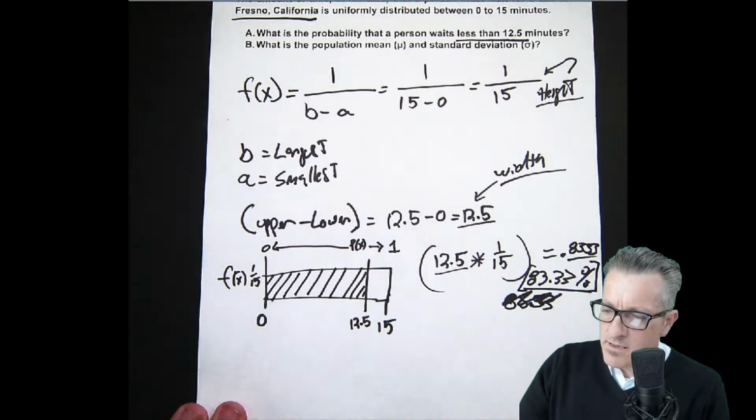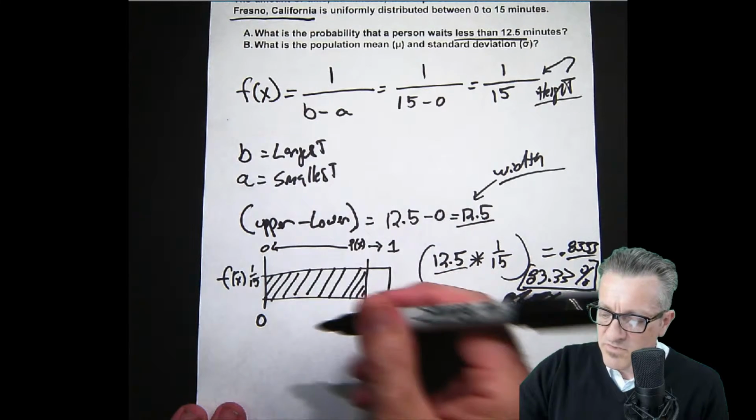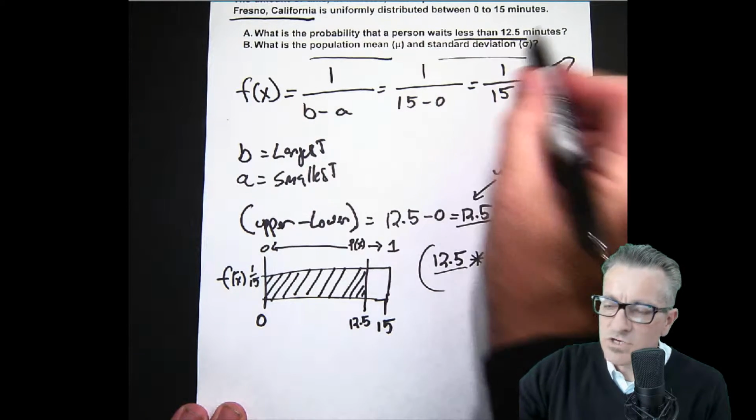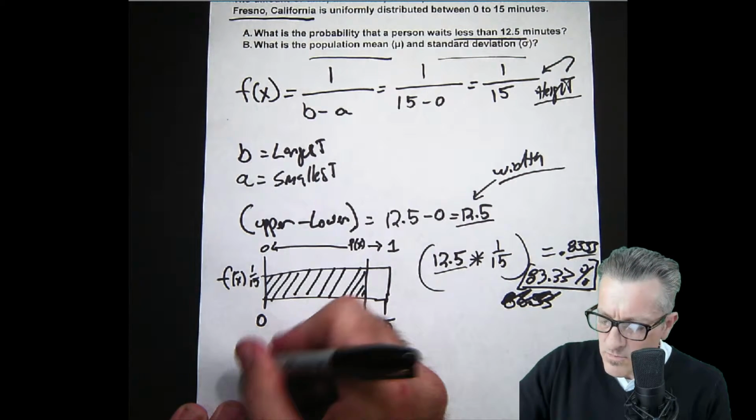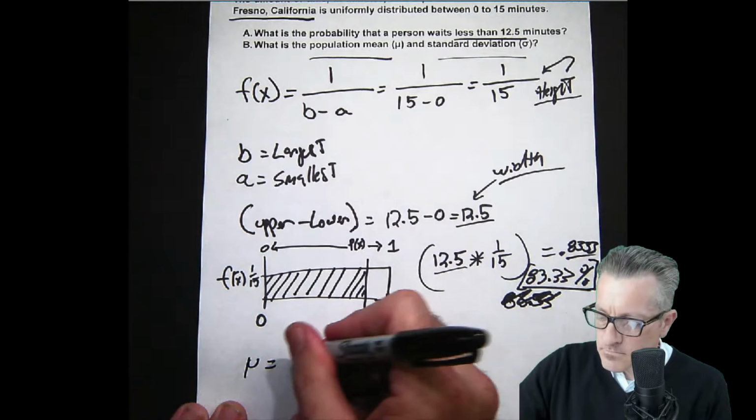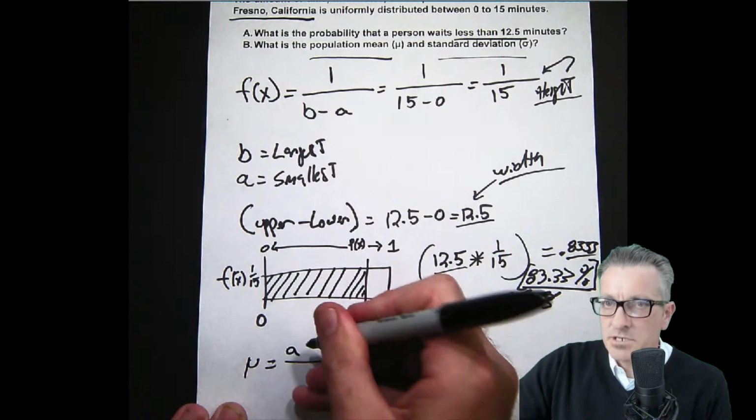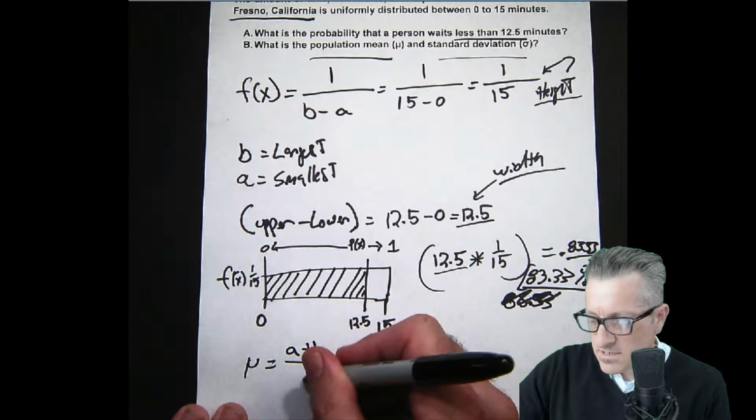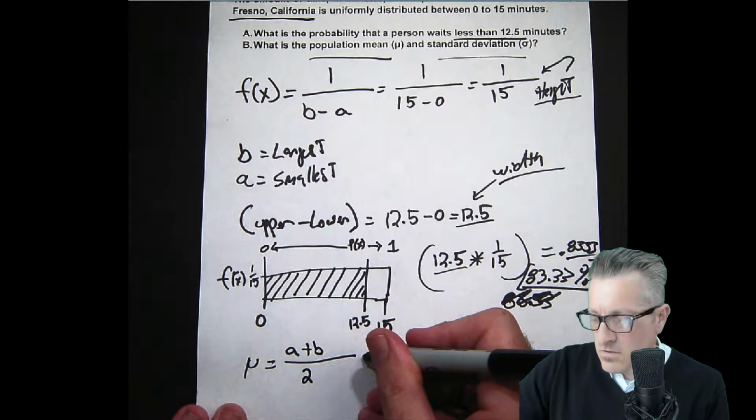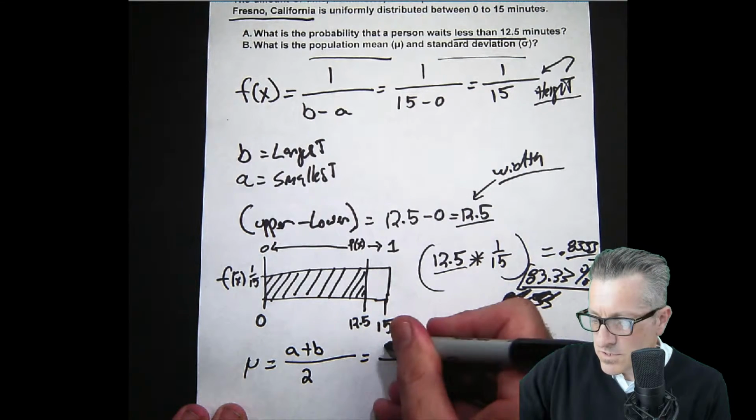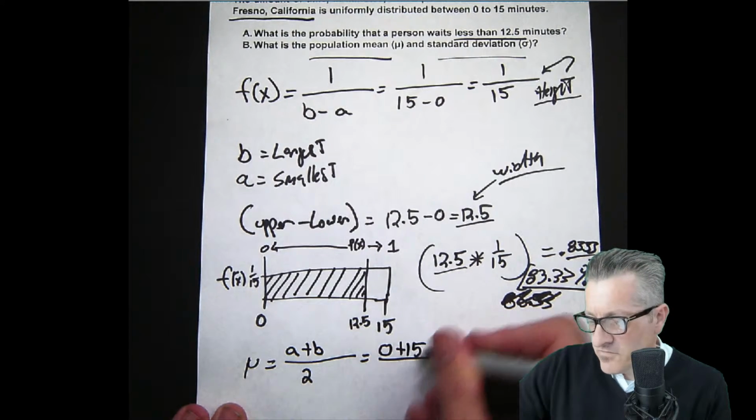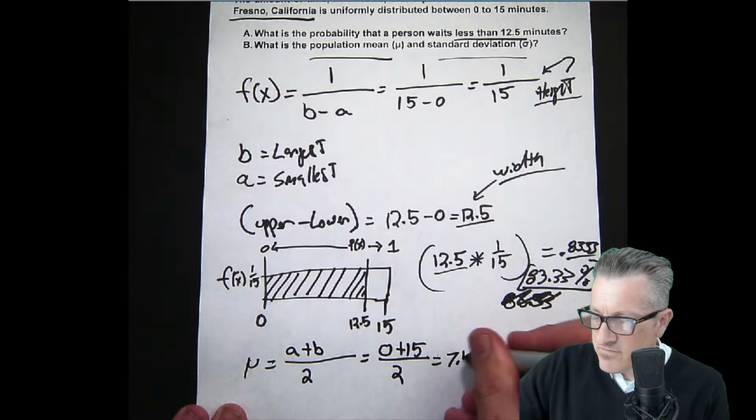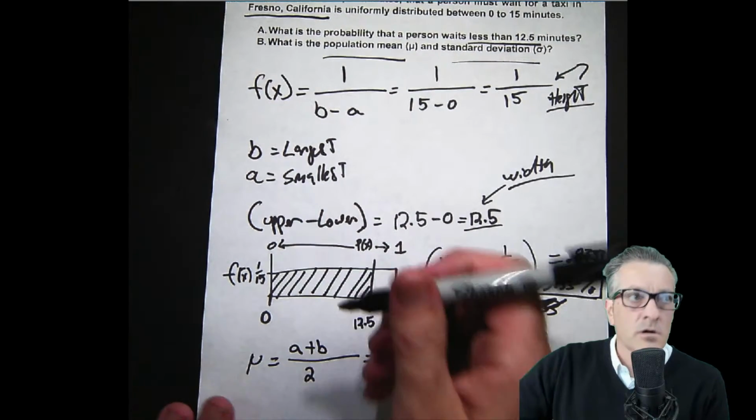For part B, we're going to review some of the formulas for finding the population mean and the standard deviation. The mean, or mu, is just an average, so it's very basic. It would be 0 plus 15 over 2, which equals 7.5. That would be our mu.